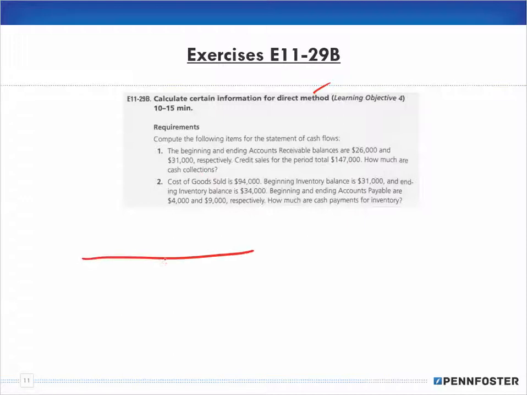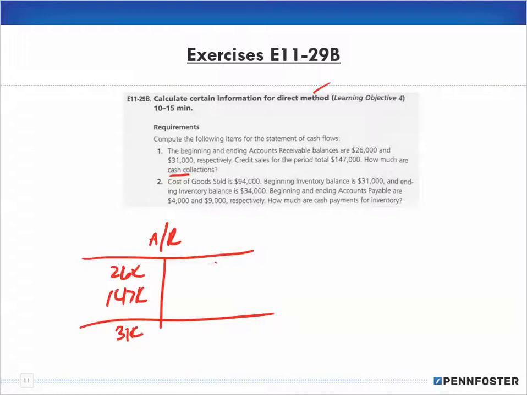And so we're best served by using a T account, and that's our accounts receivable. It says we begin with 26,000 and we end with 31,000. And so our credit sales for the period were 147. So we increased our accounts receivable by 147, and we want to know what our cash collection was. When we want to know what the cash collection is, that is the payment in cash for the accounts receivable that's owed, right? So that would be our credit to the accounts receivable.